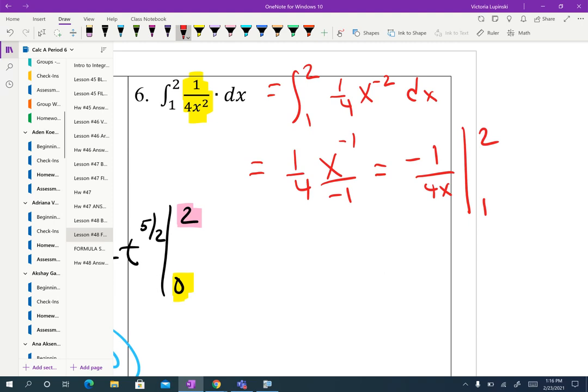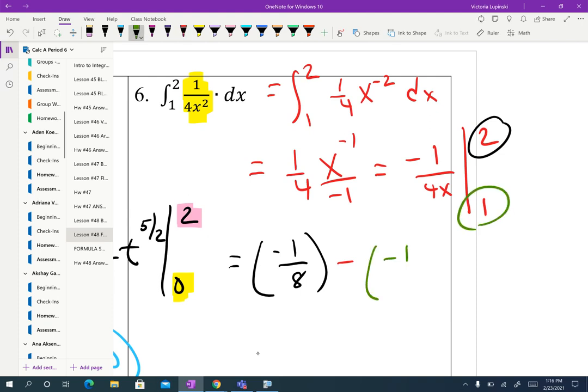and I'm now going to use the FTC to evaluate it from 1 to 2. You're, of course, always going to start with the higher limit of integration there, so you're going to plug in a 2. So that is going to give you -1/8. Then it's always a minus. You're going to go ahead and plug in the bottom number, so that's going to give you -1/4.